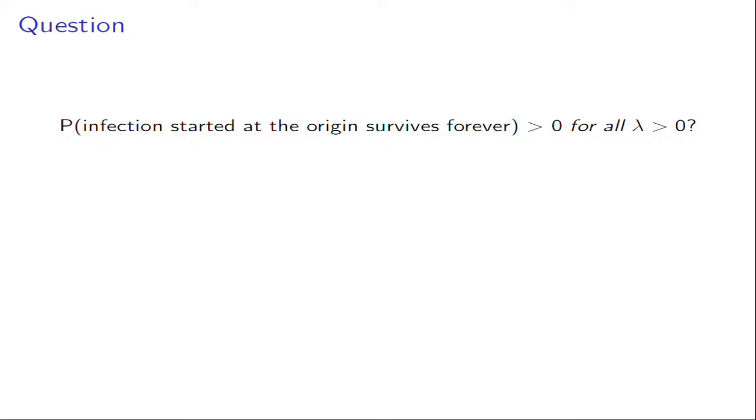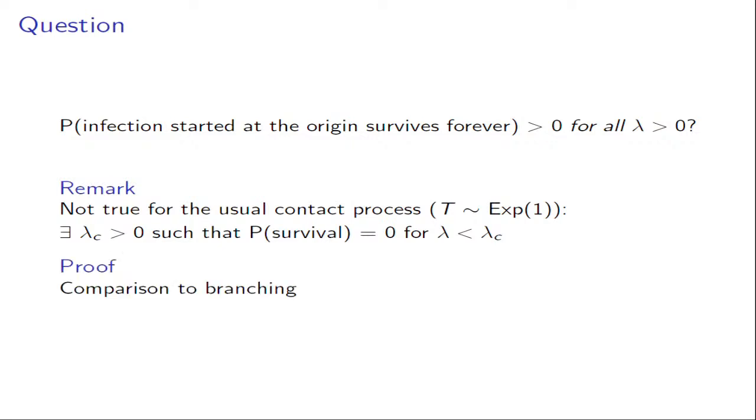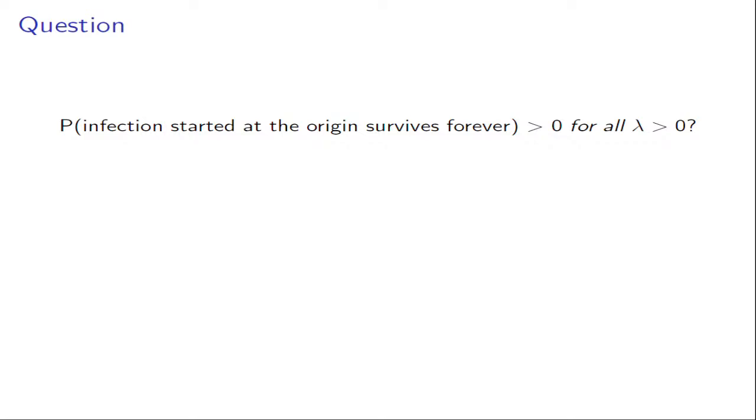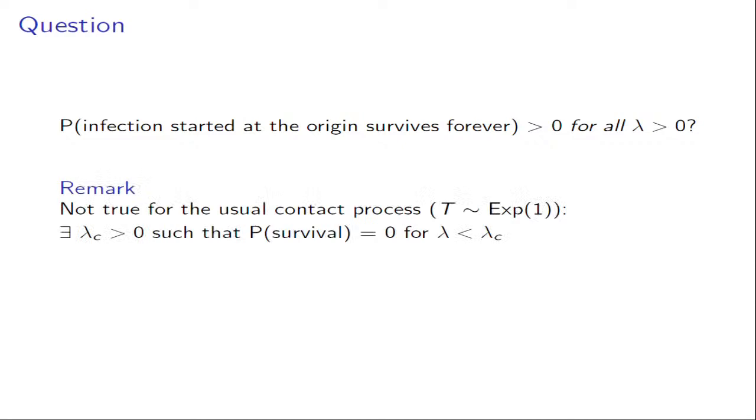But what's the question we want to address? The first non-trivial question that one asks about this model is whether there's a positive probability for the infection to survive forever. Typically, you require some positive lambda for this to happen. So the question we want to ask is whether this probability can be positive for all positive lambda. This doesn't take place in the usual original model, where the inter-cure distribution is exponential. In that case, the probability of survival is 0 for lambda below a certain positive value, lambda c.